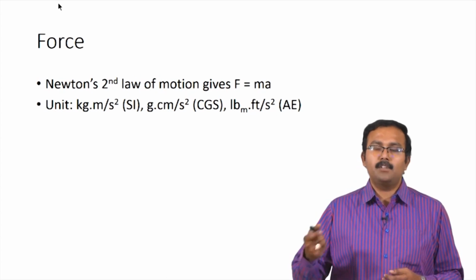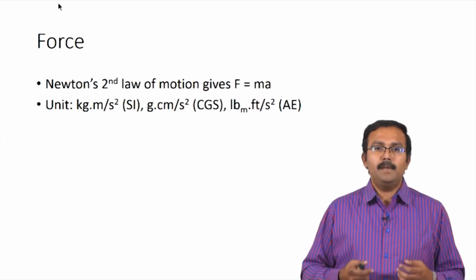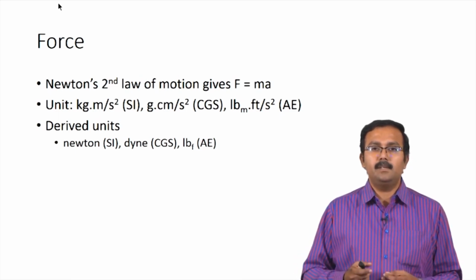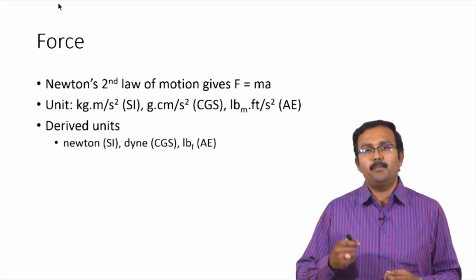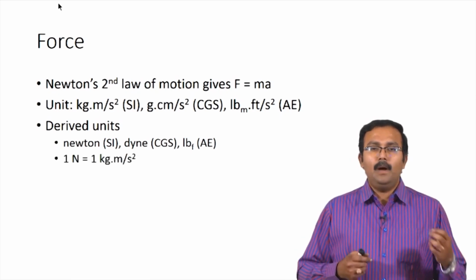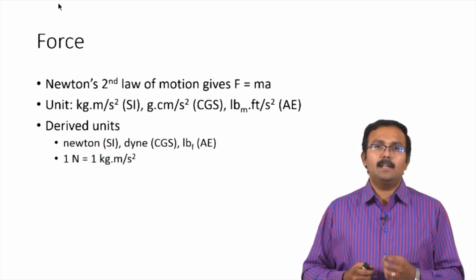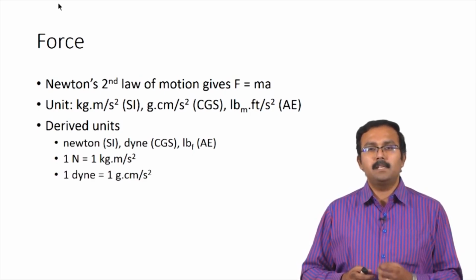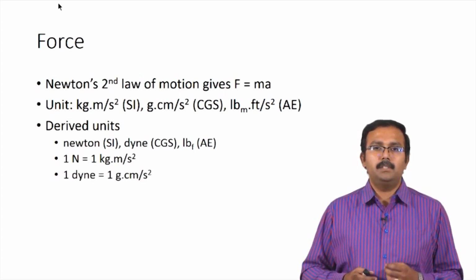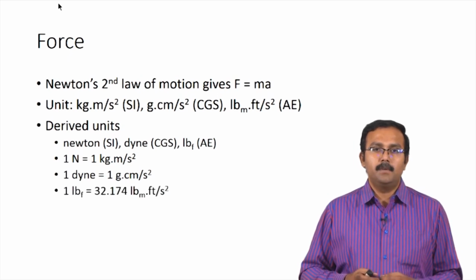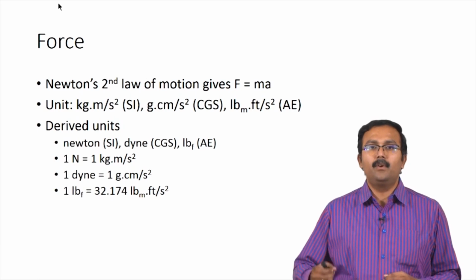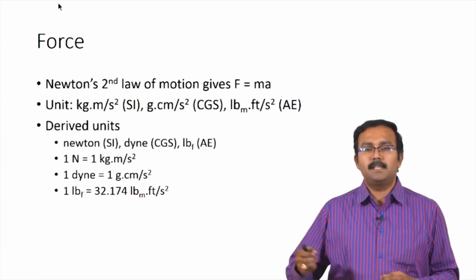So, these derived compound units can also be written as derived units as Newton in SI units, dyne in CGS and pound force in American engineering units. 1 Newton is defined as 1 kilogram meter per second squared. 1 dyne is defined as 1 gram centimeter per second squared. However, in the American engineering system, 1 pound force is defined as 32.174 pound mass feet per second squared.